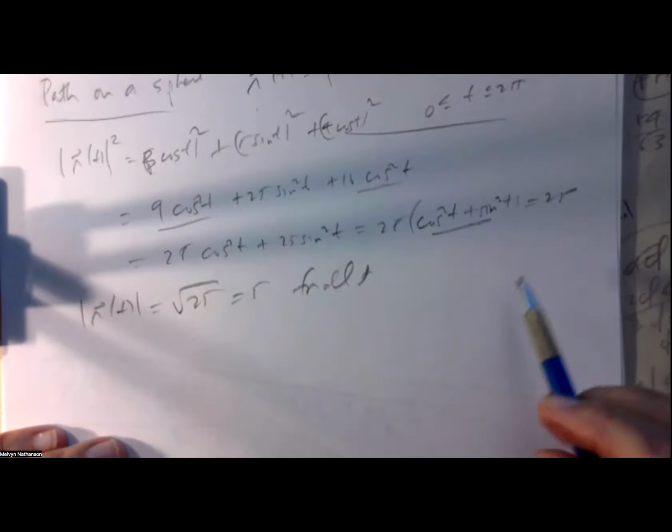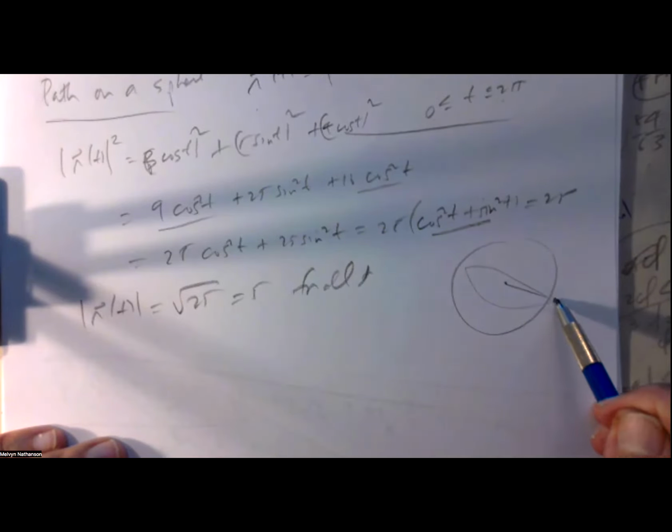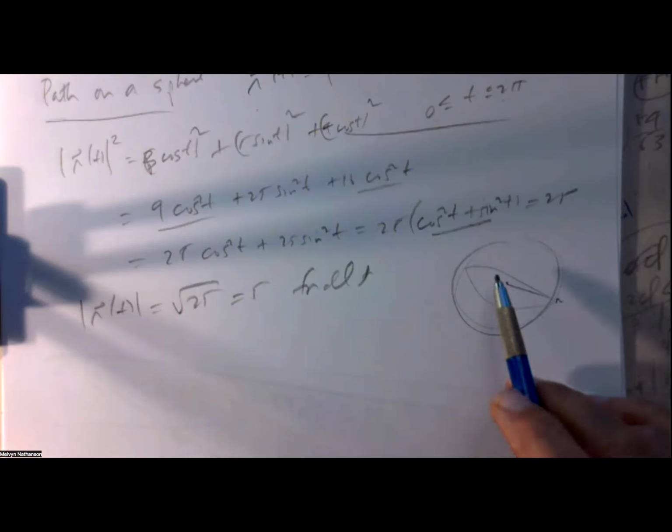So whatever this particle is doing, as it moves in space, it's always on the surface of this sphere of radius 5. So the path of this particle is some trajectory on the sphere. I have no idea what it is because I certainly can't draw it. But this calculation shows us that the particle is always moving on a sphere of radius 5.